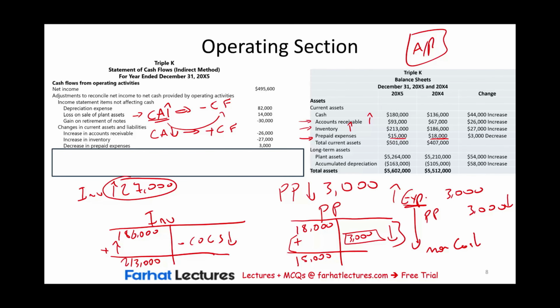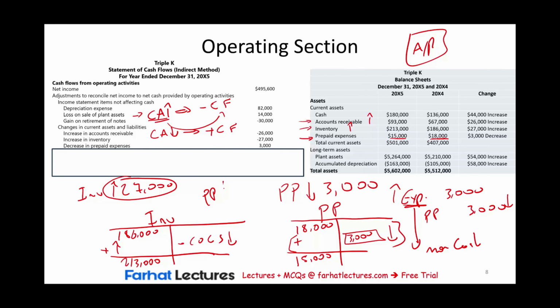Now the opposite would have been true. If my prepaid went up, how do you acquire prepaid? If you have more prepaid, it means overall you paid for the prepaid. By its definition, you prepay to get the prepaid. So if you prepay for something, overall, the net change is an increase in prepaid. It means you consume cash. You would have deducted it. But here, the prepaid went down.